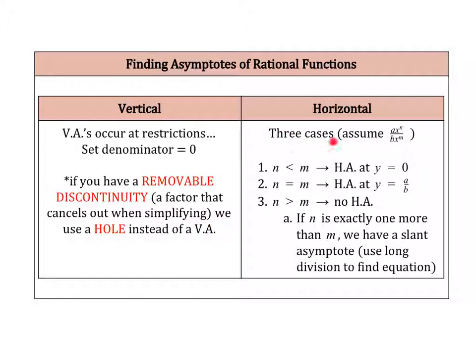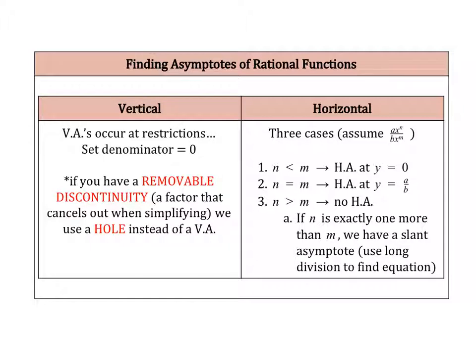To find horizontal asymptotes, we have 3 different cases, and these 3 cases depend on the degree of the numerator and the denominator. So we're going to assume that n is the degree of our numerator and m is the degree of our denominator. So the first case is, what happens if n is less than m? So anytime you have a scenario like this, you are always going to have a horizontal asymptote at y equals 0, which is the x-axis.